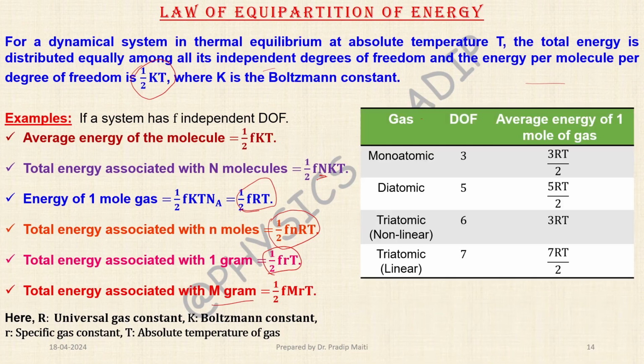specific gas constant. Now here is another table. For monoatomic gas, the average energy is 3 upon 2 RT, diatomic 5 upon 2 RT, triatomic nonlinear it is 3 RT, and triatomic linear gas it is 7 upon 2 RT.